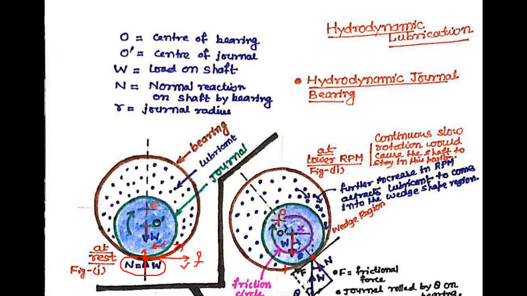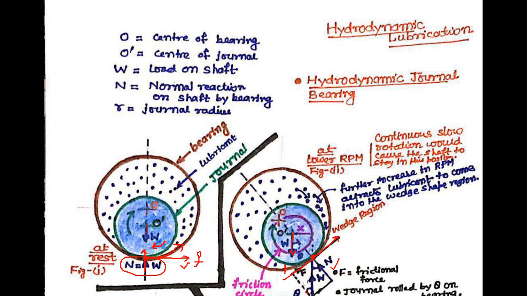At this point of contact the normal reaction occurs. This is the N. This is the normal reaction by the bearing on the journal. Now due to this rotation frictional force also occurs. This is the frictional force here, this is the frictional force F, it is represented by capital F.